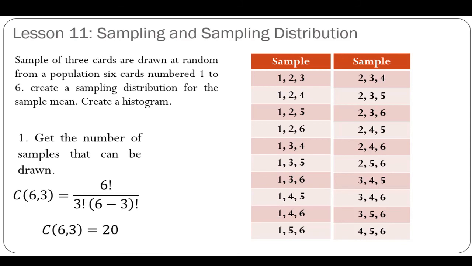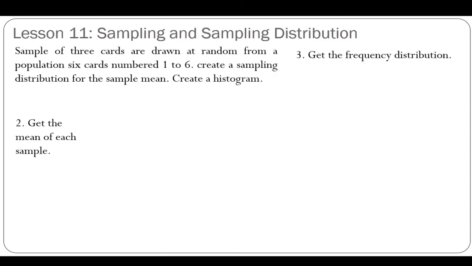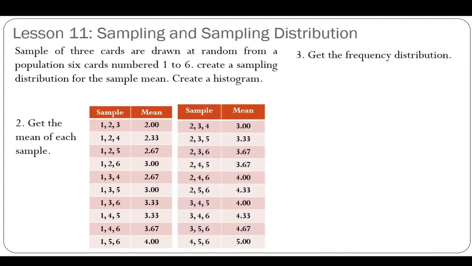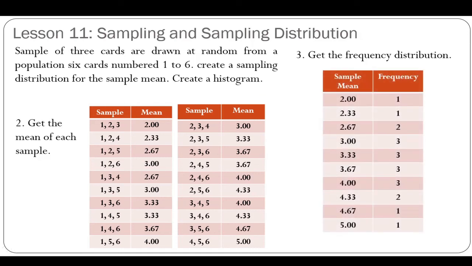Next, get the mean of each sample. So, mula dito sa 1, 2, 3, ayan, 1 plus 2 plus 3 is equals to 6 divided by 3, 2. Then, gagawin ko rin yun for the rest of the samples. Ito pa yung isang 10, making it 20 samples. Next, we create the frequency distribution. So, mula rito sa mga mean na ito, i-summarize ko siya into one table. Ayan. So, meron tayo mula 2 hanggang 5.